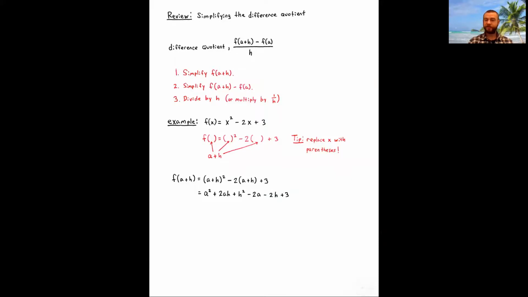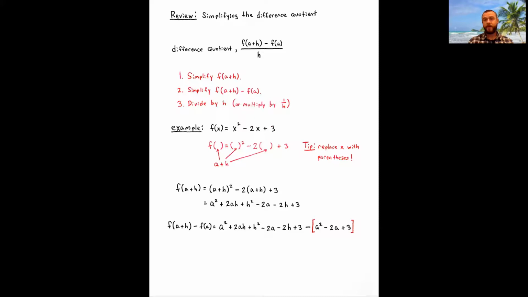Notice here there's no like terms, same variables to same powers, and just a collection of a bunch of different stuff, none of which cancels yet. Most of cancellation and simplifying occurs in step 2. We now subtract the two values, f of a plus h, and we subtract from that f of a.